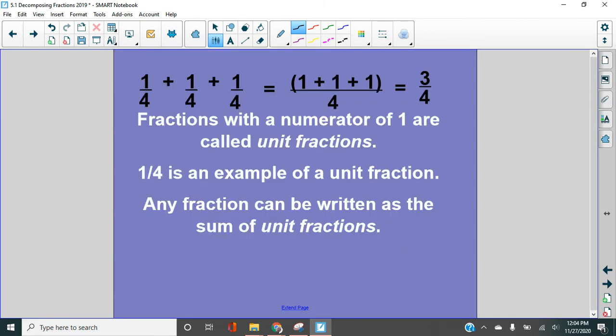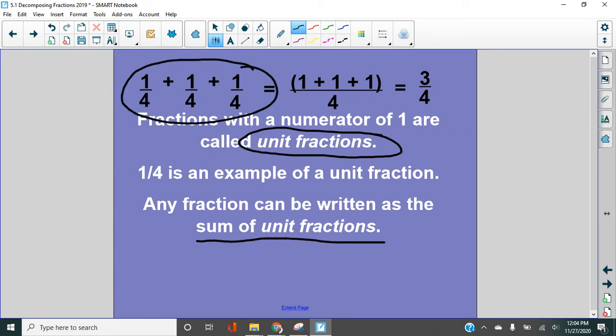Fractions with a 1 as the numerator are called unit fractions. All right, that's an important term. Unit fractions. If it has a 1 on the top, it's a unit fraction. That's important for you to remember. What's a unit fraction? It has a 1 on the top, right? Any fraction in the world can be written as the sum of unit fractions, right? 1/4 plus 1/4 plus 1/4. These are unit fractions.